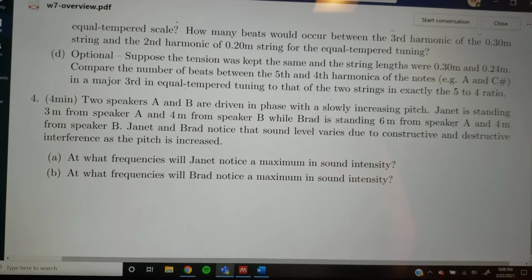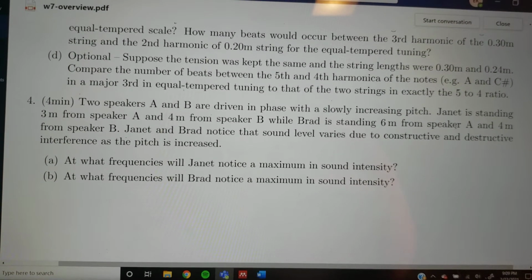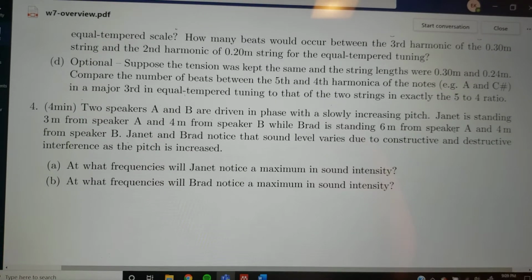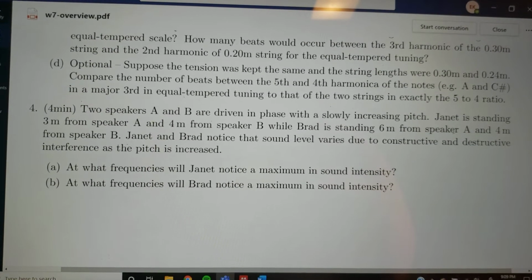So they want us to figure out at what frequencies Janet will notice a maximum in sound intensity, and then at what frequencies Brad will notice a maximum in sound intensity.